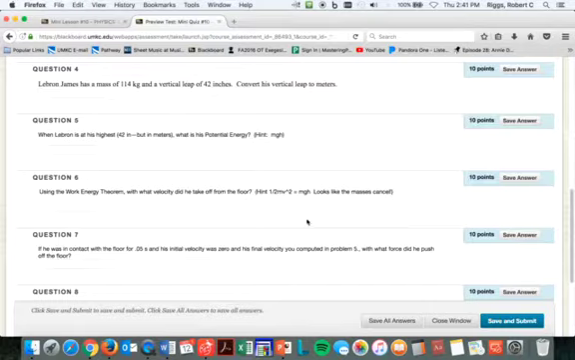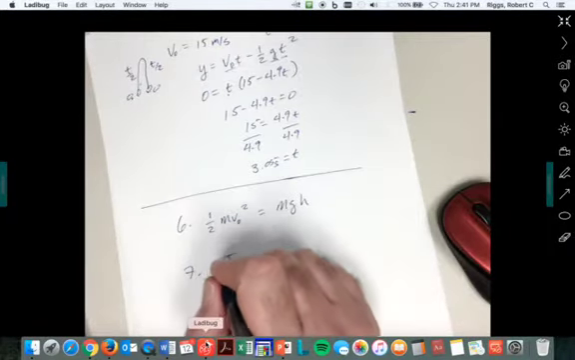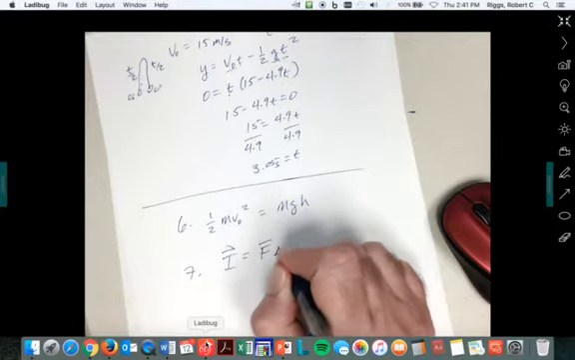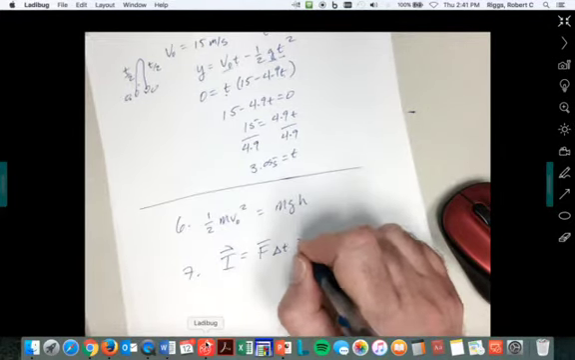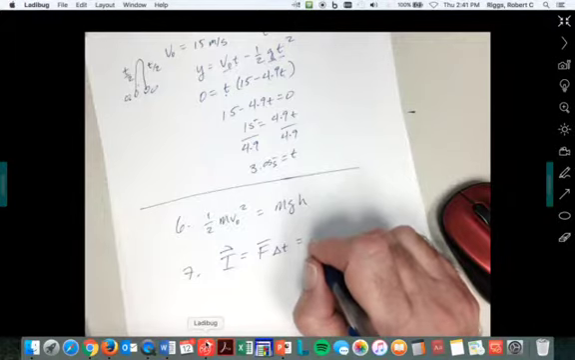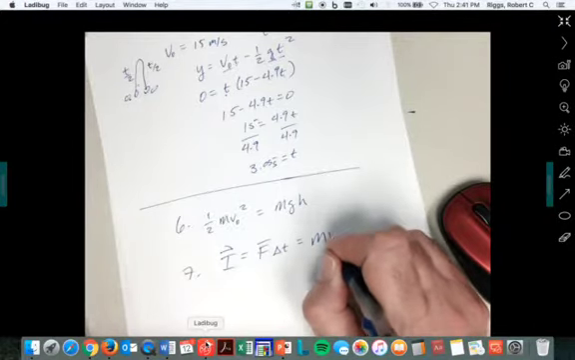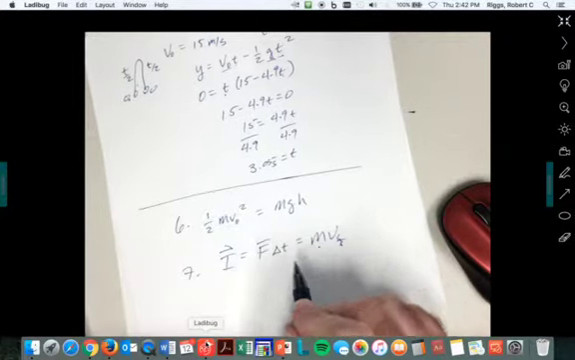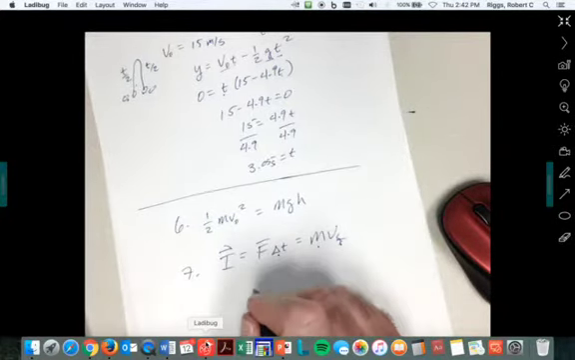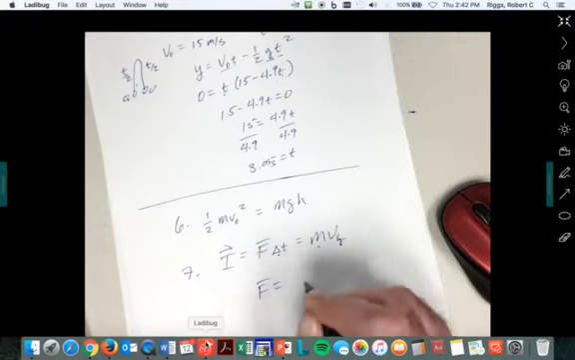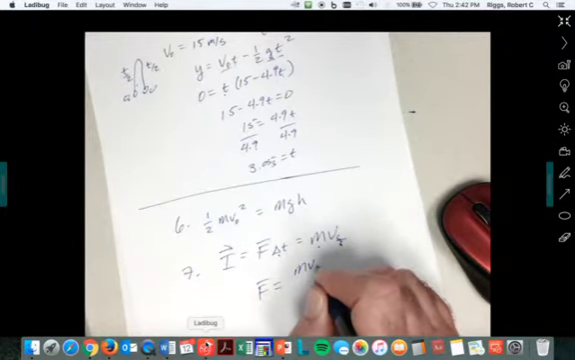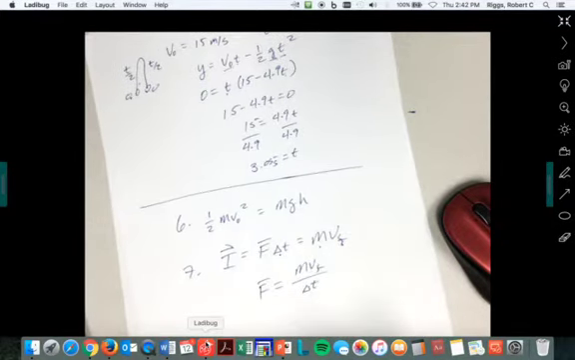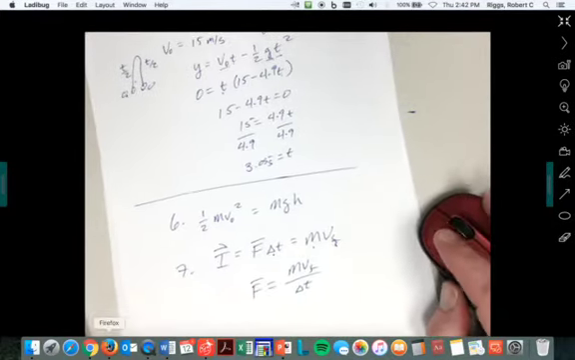His impulse is equal to the average force times the change in time, which is equal to his mass times his final velocity, which is known, and this is known. So to compute that force, you take that mass times the velocity final and divide it by that time. And you got that. So you're cruising.